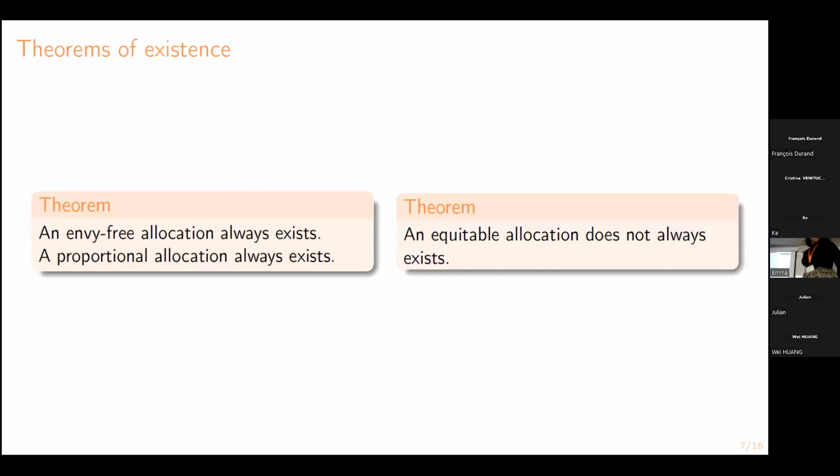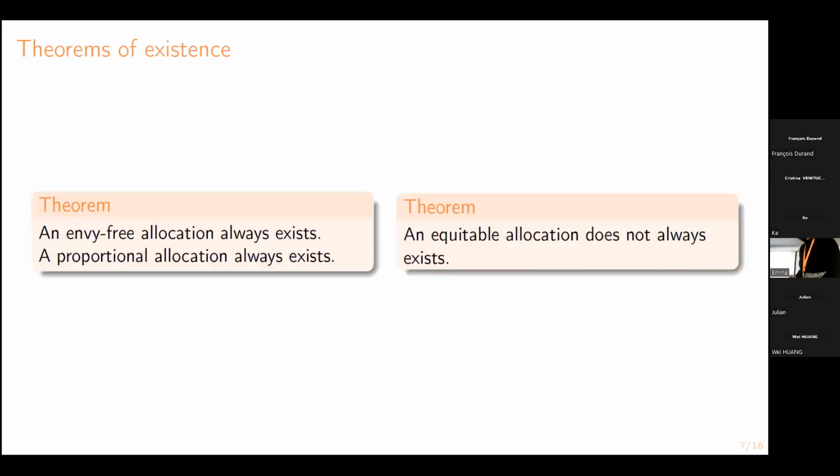But an equitable allocation does not always exist. I won't do the proof because I saw it in an article and I didn't have the time to read the proof properly, but they just exhibit a counterexample when there are 3 agents, I think. So they have 3 measures, and they show that with those measures, they cannot reach an equitable allocation.